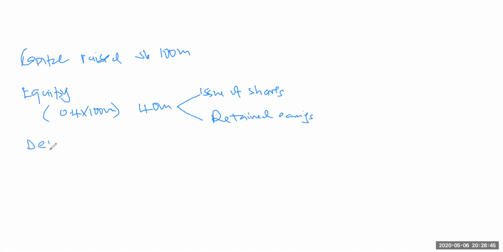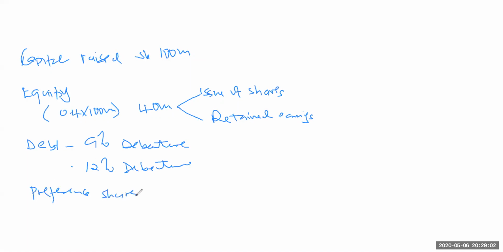Then from debt, you can trace from the earlier workings. You have the 9% debenture, the 12% debenture, and the usual company preference shares. For the debenture, the maximum is 30%. I think I should have done it. Let me just check my work here.